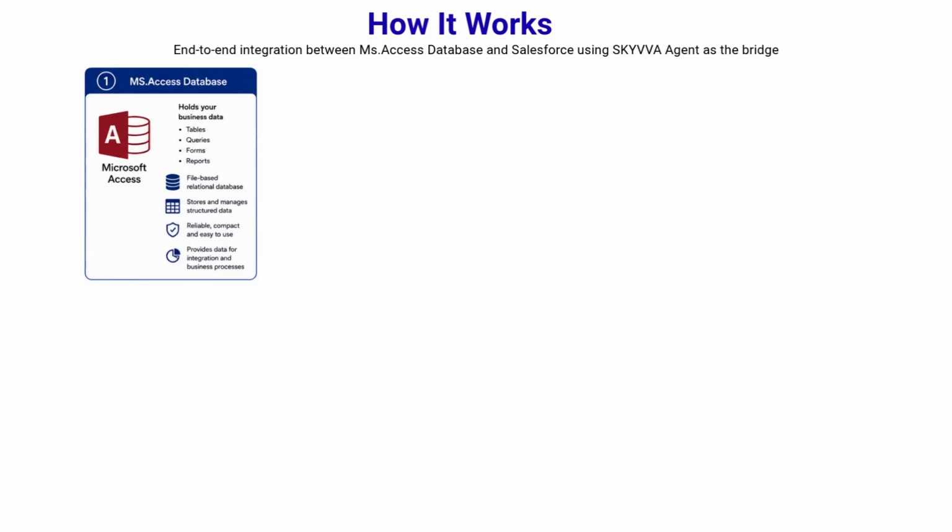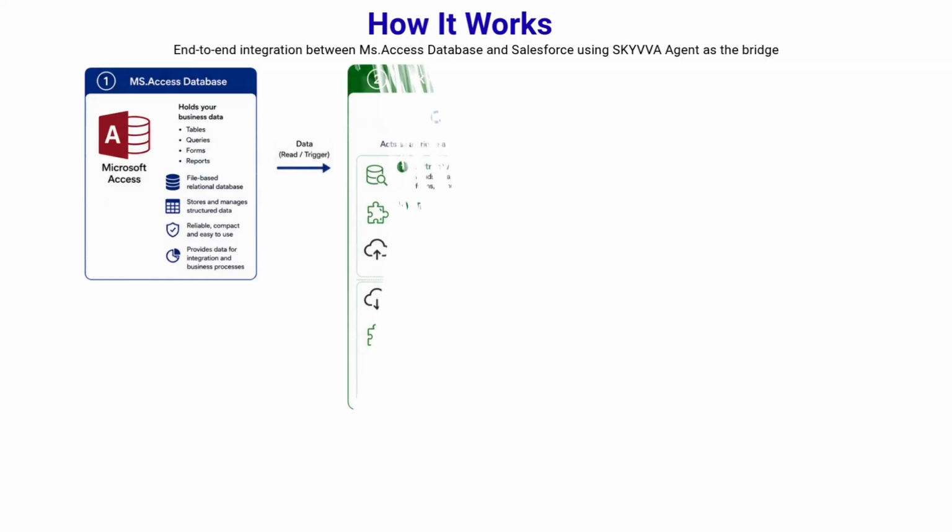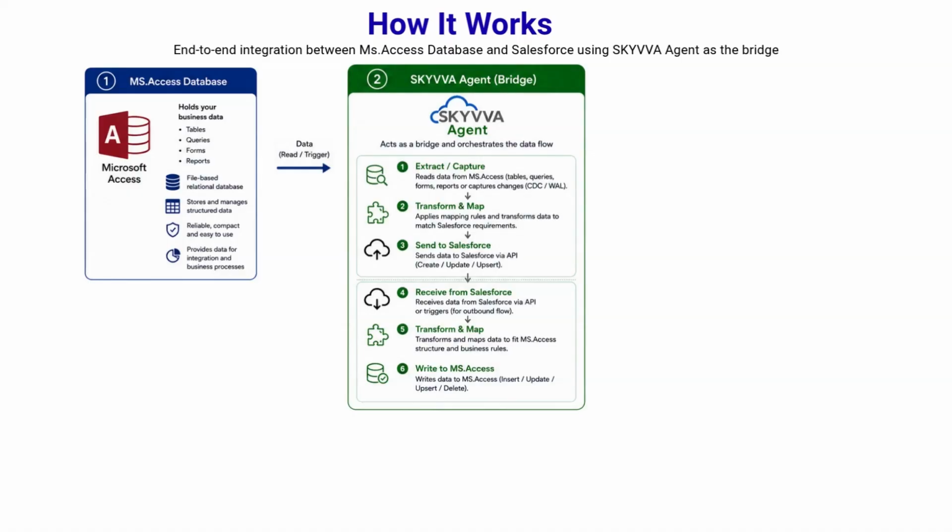The database continues to store the original records while making them available for integration. For outbound integration, Microsoft Access receives processed data from Salesforce, allowing the database to remain synchronized with the latest business information. Step 2. SKYVVA agent.